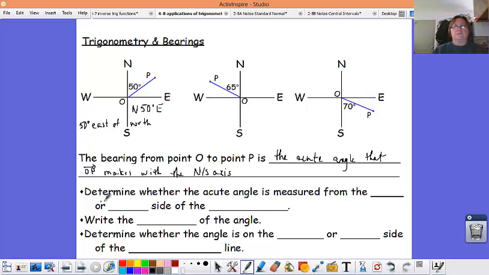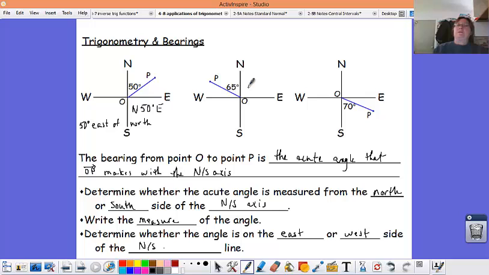So as we're going to fill in some instructions here, the first thing you have to decide is whether that acute angle is measured from the north or the south side of that north-south axis. Okay? North or south will always be that first letter. Write the measure of the angle, and then determine whether the angle is on the east or west side of that north-south axis. Okay, that's going to be our strategy.